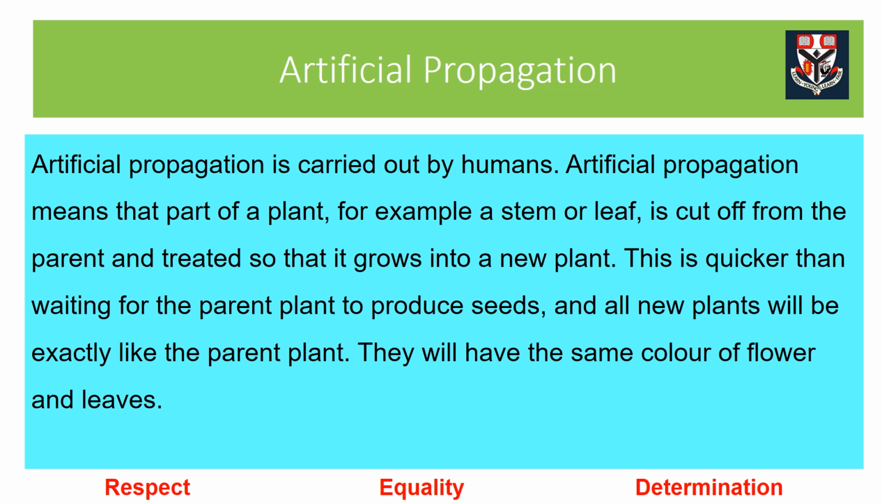Artificial propagation is carried out by humans. Artificial propagation means that part of a plant, for example a stem or a leaf, is cut off from the parent and treated so that it grows into a new plant. This is quicker than waiting for the parent plant to produce seeds, and all new plants will be exactly like the parent plant. They will have the same colour of flower and leaves.